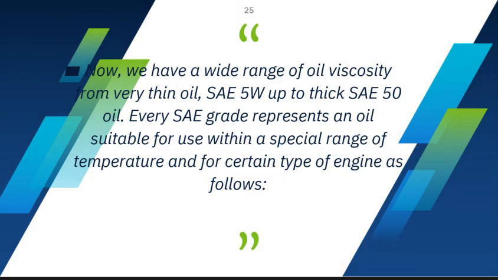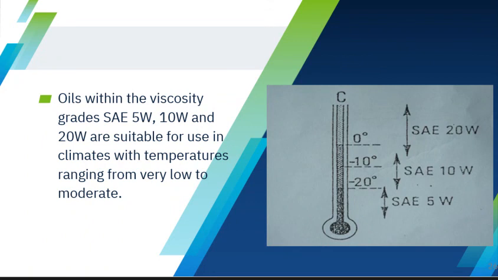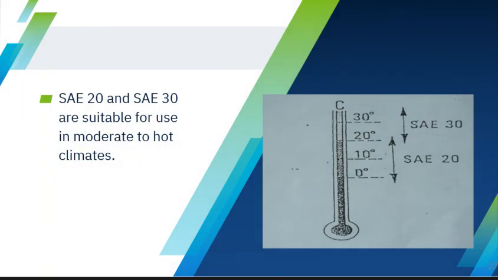Now we have a wide range of oil viscosity from very thin oil, SAE 5W, up to thick SAE 50 oil. Every SAE grade represents an oil suitable for use within a special range of temperature and for certain types of engines, such as the following. The first one is oils within the viscosity grades of SAE 5W, 10W, and 20W, which are suitable for use in climates with temperatures ranging from very low to moderate. SAE 20 and SAE 30 are suitable for use in moderate to hot climates.